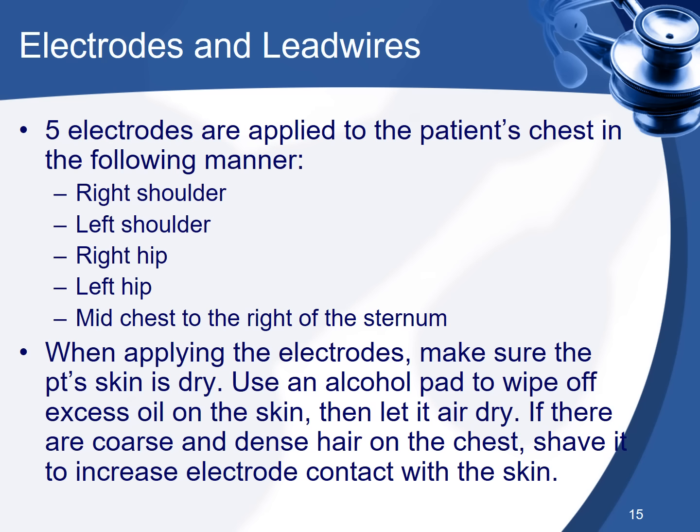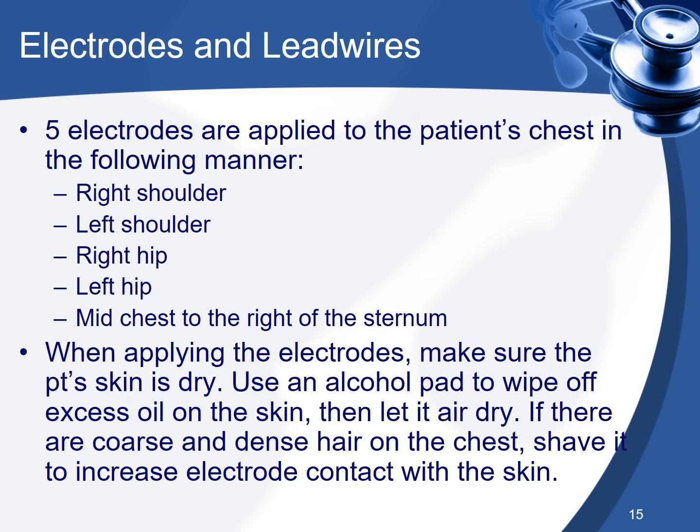In the critical care settings, we have 5 lead wires that we have to attach to the patient's chest. The way that we do this is to make sure that we attach them in the right order so that the positive electrodes and the negative electrodes are put in the correct way, so that our EKG strip is going to look the best that it can. So we are going to put them on the right shoulder, the left shoulder, the right hip, the left hip, and one to the middle of the chest to the right of the sternum.